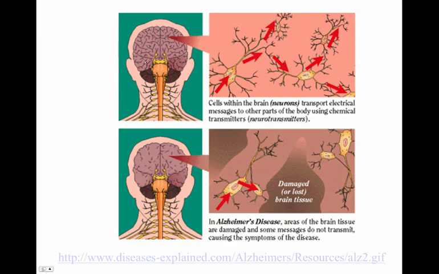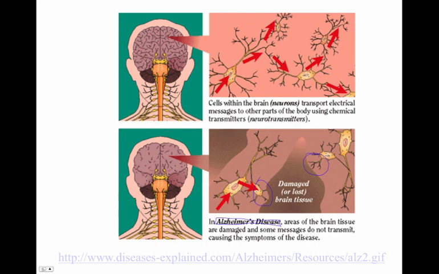Cells within the brain are neurons that transport electrical messages to other parts of the body using chemical transmitters, or neurotransmitters, is what we've been looking at. But if we have damaged or lost brain tissue, we can cut off these connections. And in Alzheimer's disease, these areas that are cut off can occur from what are considered to be protein plaques.